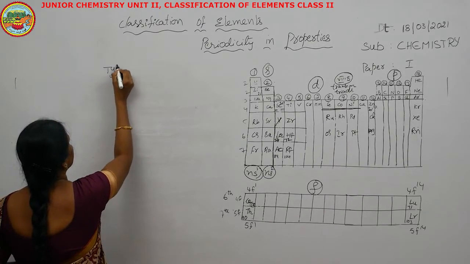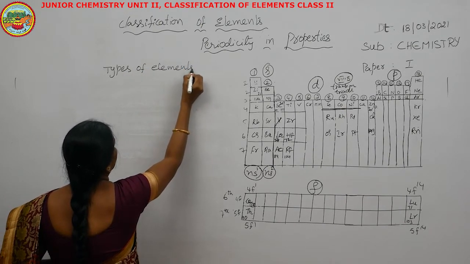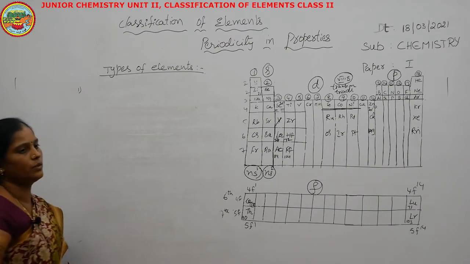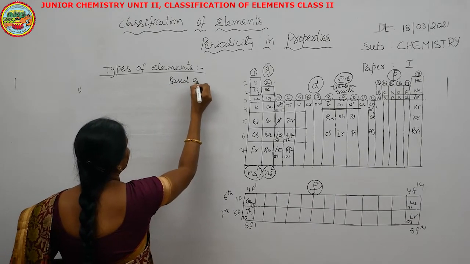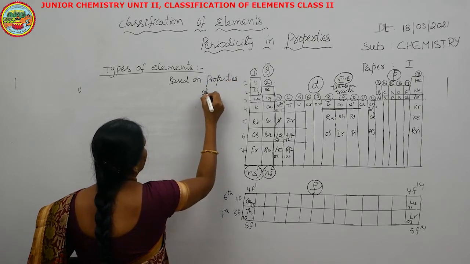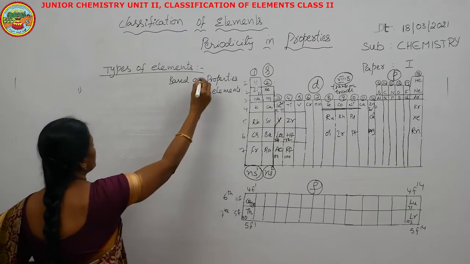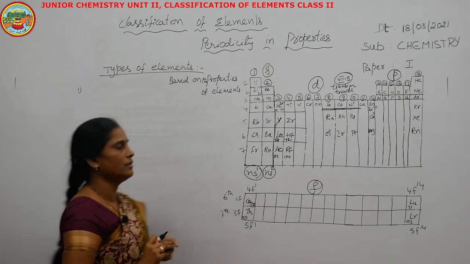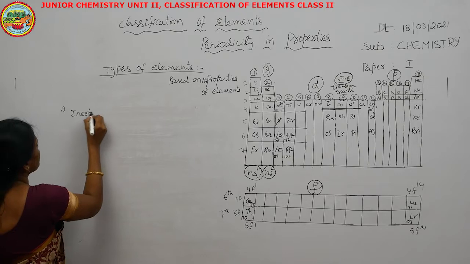Types of elements. This is based on the properties of elements. Based on the properties of elements, the elements are divided into 4 types. The first one is inert gas elements.